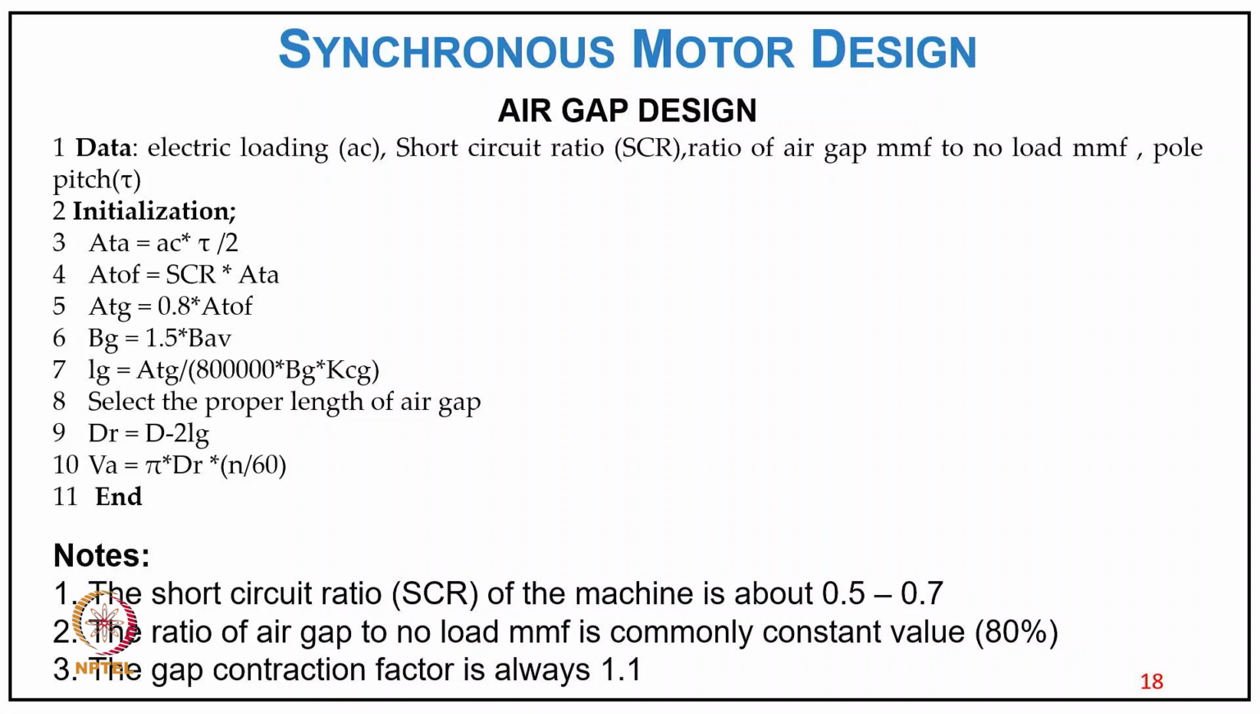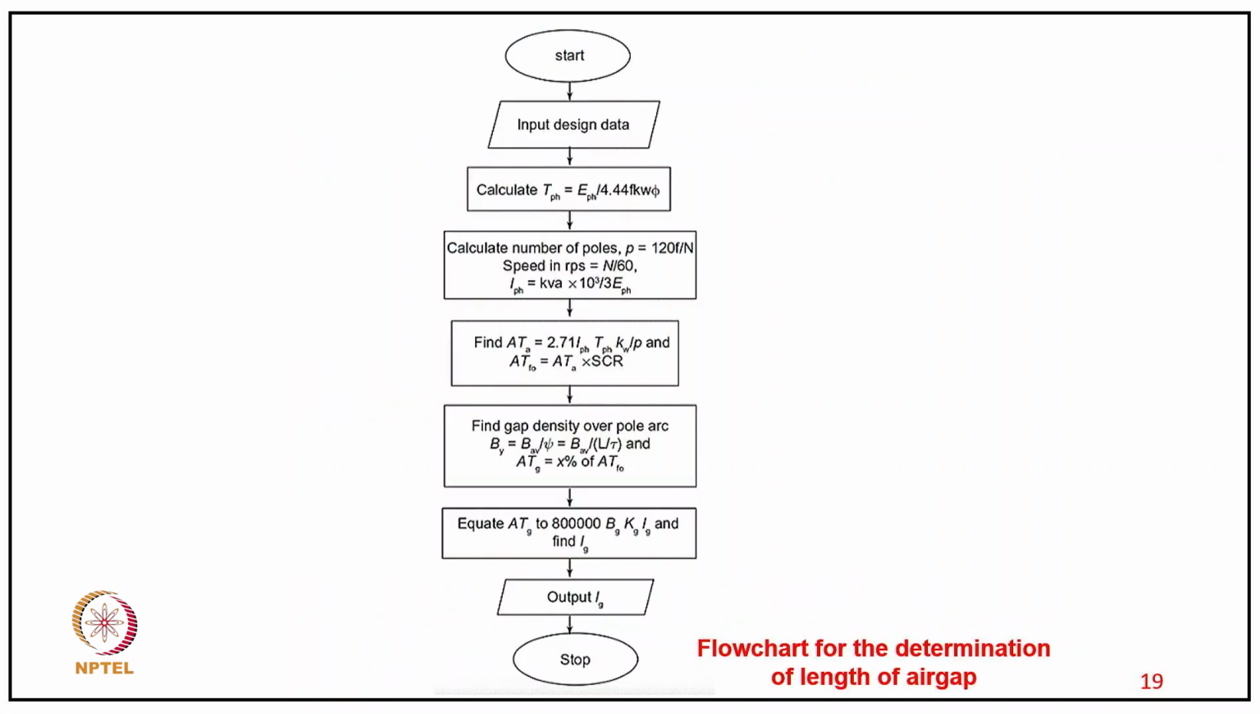Note that the short circuit ratio of the machine is about 0.5 to 0.7. The ratio of air gap MMF to no load MMF is a constant value around 80%. The gap contraction factor is always 1.1.